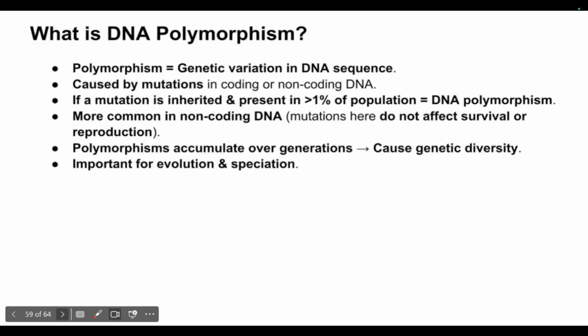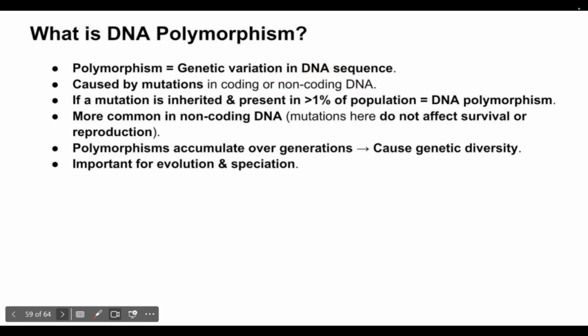So, let's first understand what DNA polymorphism is. DNA polymorphism means genetic variation in the DNA sequence. This polymorphism is seen in the satellite DNA. So how does this variation come in these repeated sequences? This is caused by mutation, mutation in the coding or non-coding region. Now since we are talking about satellite DNA, it will be specific to the non-coding region.